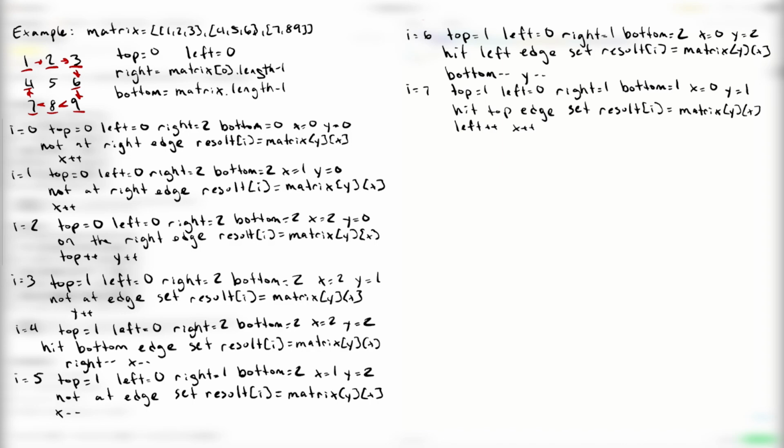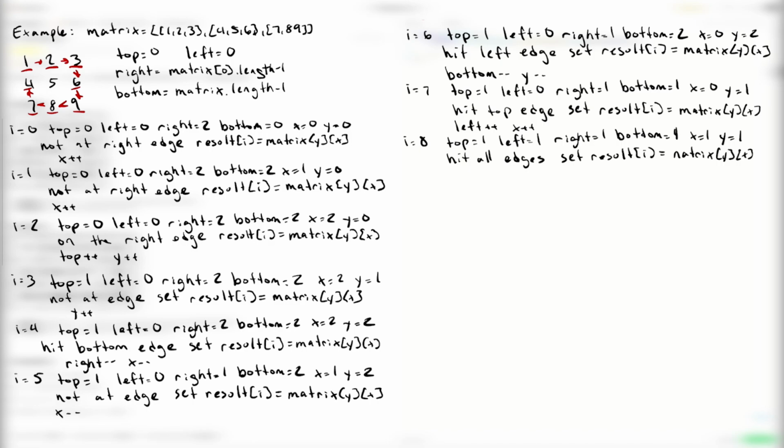So now I equal to 8. Our top is equal to 1 still. Our left is equal to 1. Our right is equal to 1. And our bottom is equal to 1. Our x is equal to 1, and our y is equal to 1. Now we've kind of hit all edges here. We're basically done. So we will go ahead and set result of I equal to matrix yx.